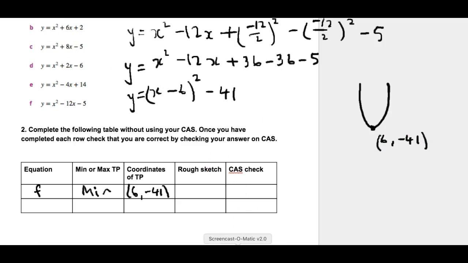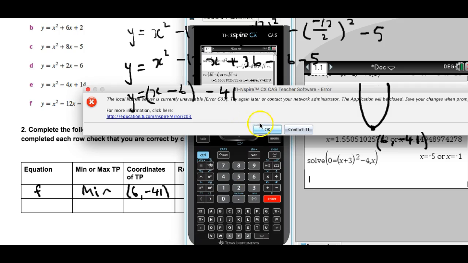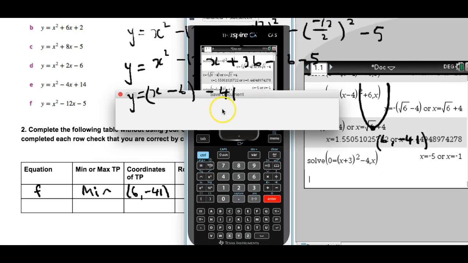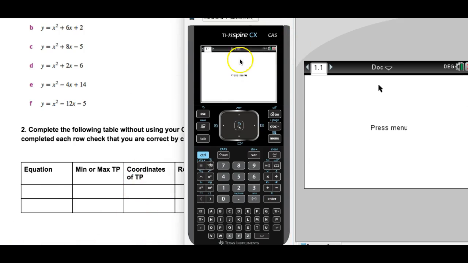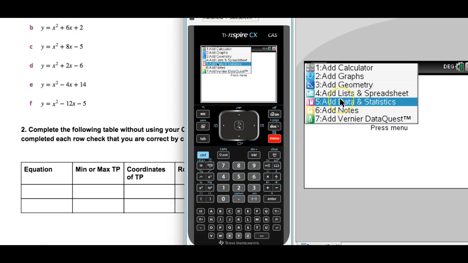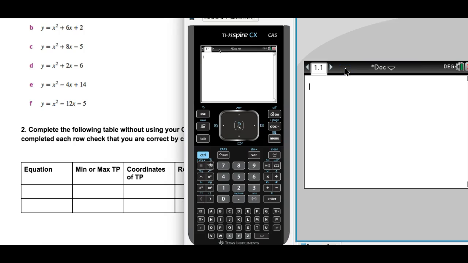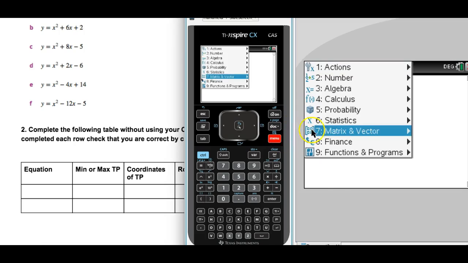Now, if I get my calculator open, I might have to reopen it. Sorry, I just had to get the calculator up and running again. All right, so in your menu, all you want to do is add a calculator. It's probably the easiest way. You can graph them, but you can also complete the square on your calculator. So I want to show you that now.